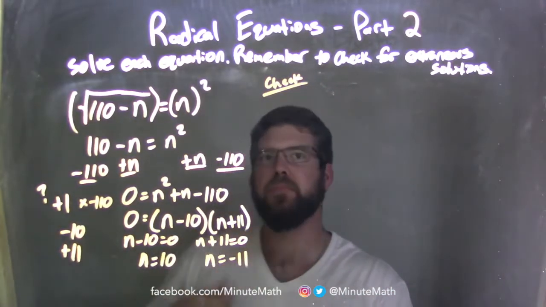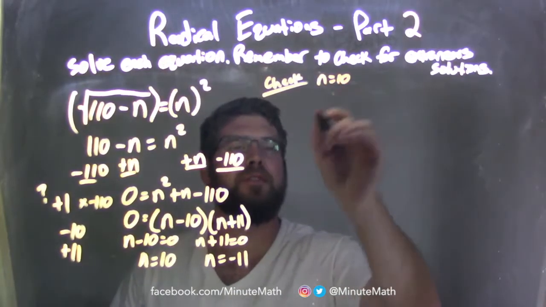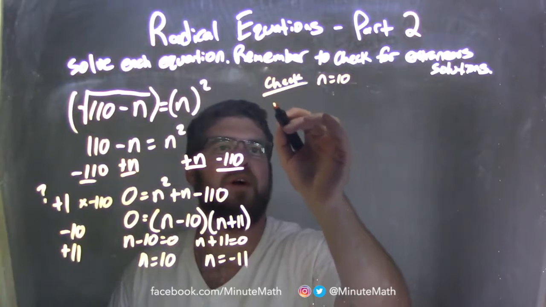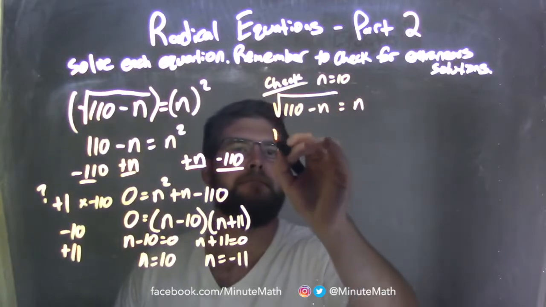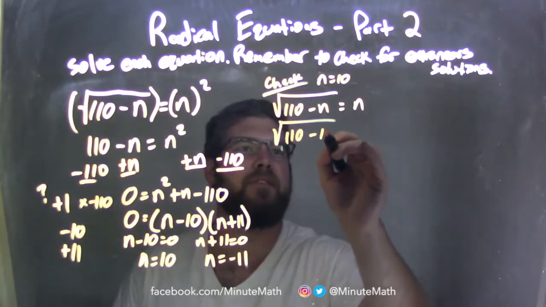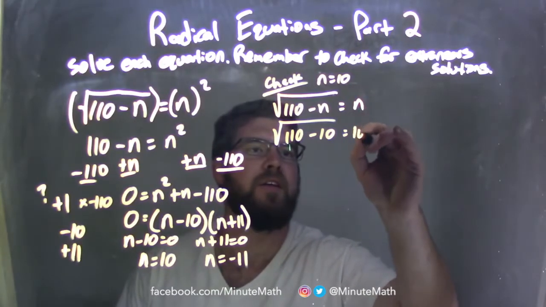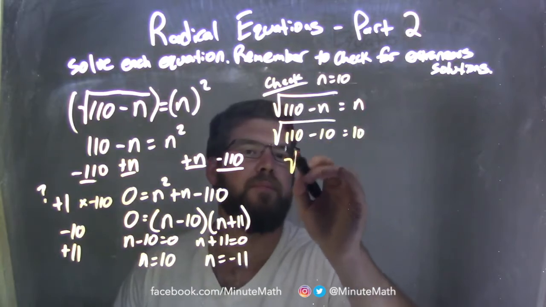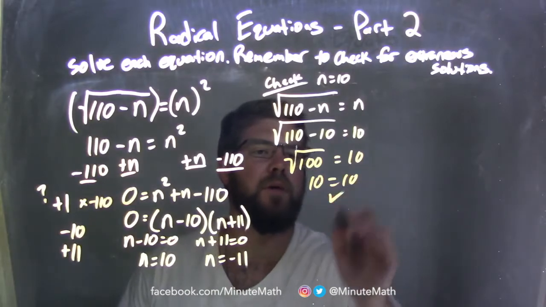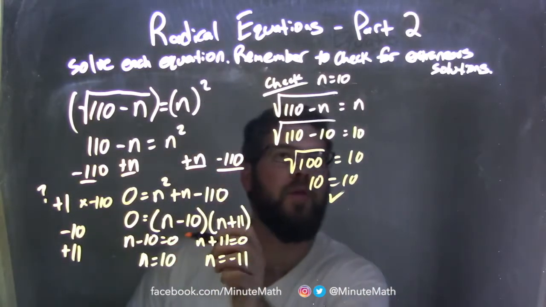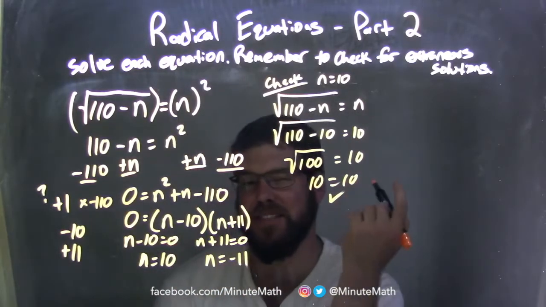Let's go check this. I have to plug both into our original equation. So let's do n equals 10 first. I'm going to plug in 10 and see if it's a true statement. So I have the square root of 110 minus n equals n. Plug 10 in: square root of 110 minus 10 equals 10. Is that true? Well, 110 minus 10 is 100, and the square root of 100 is 10. So we're good. That's our check here. So far we know that n equals 10 is a true statement.